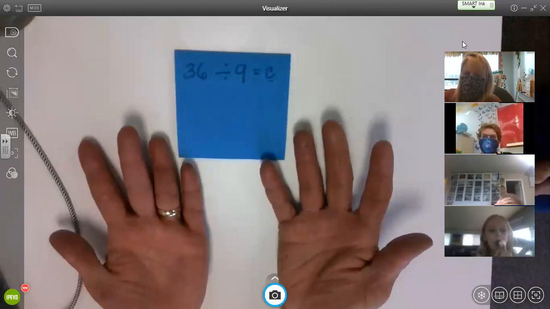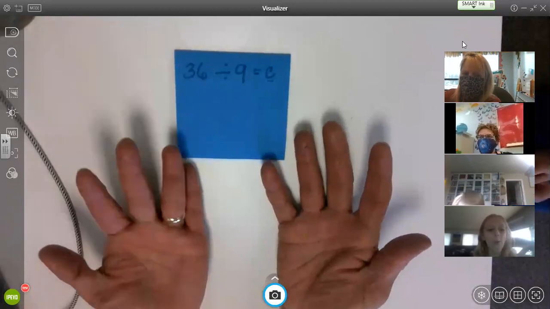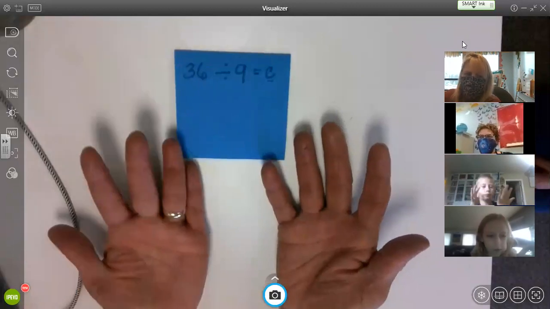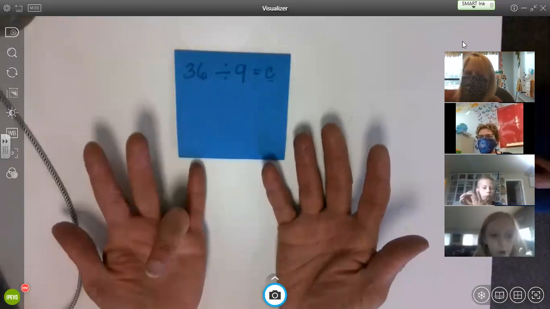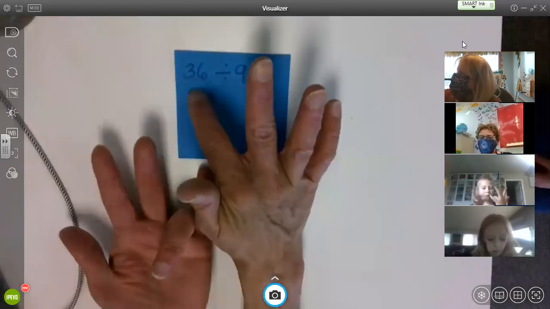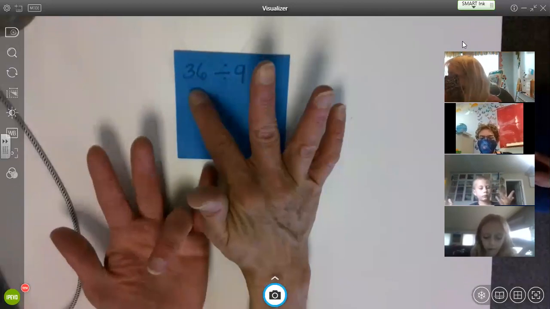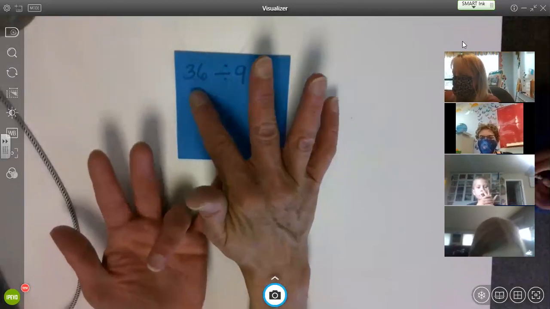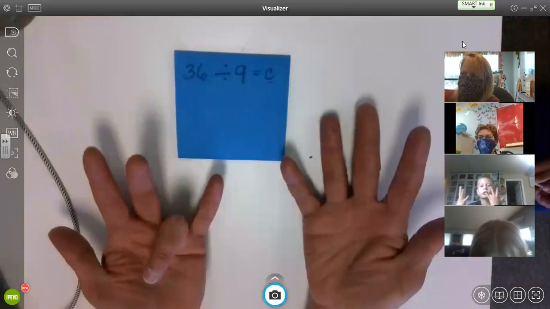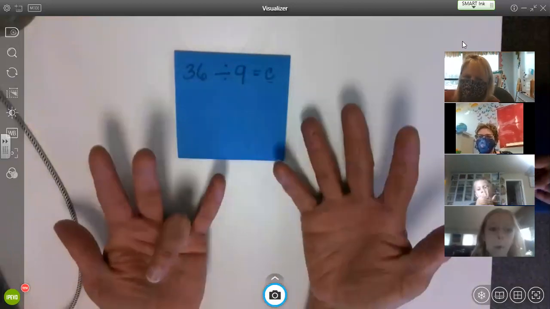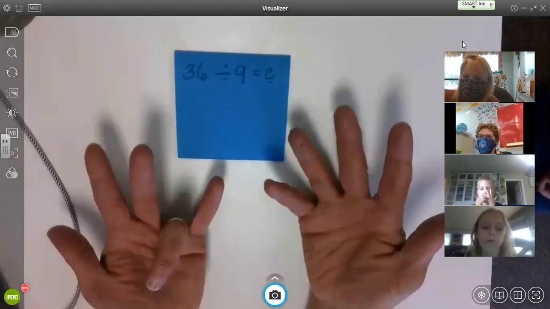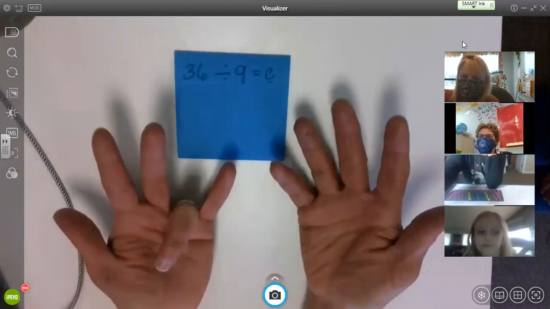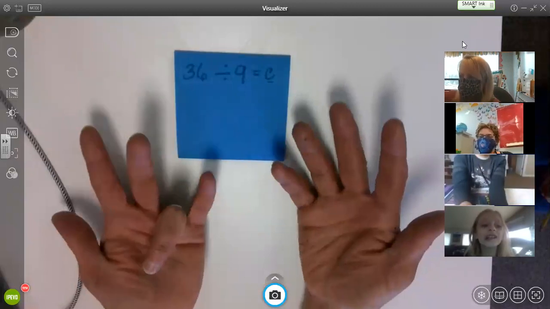Okay, he wants me to have 3 fingers on the left side. So 1, 2, 3. I put down this finger because you're trying to make what number? 36. That's your dividend. I'm trying to make the dividend with my fingers. So do I have 36 now, Max? Yeah. 1, 2, 3. 1, 2, 3, 4, 5, 6. That's 36. So how do I know what C is, that variable?